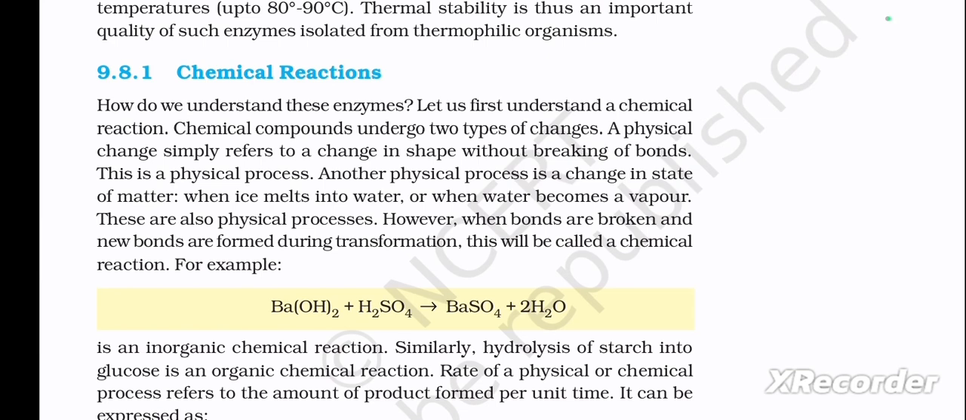However, when bonds are broken and new bonds are formed during transformation, this is called a chemical reaction. For example, Ba(OH)2 plus H2SO4 gives rise to BaSO4 plus 2H2O, which is an inorganic chemical reaction. Similarly, hydrolysis of starch into glucose is an organic chemical reaction.